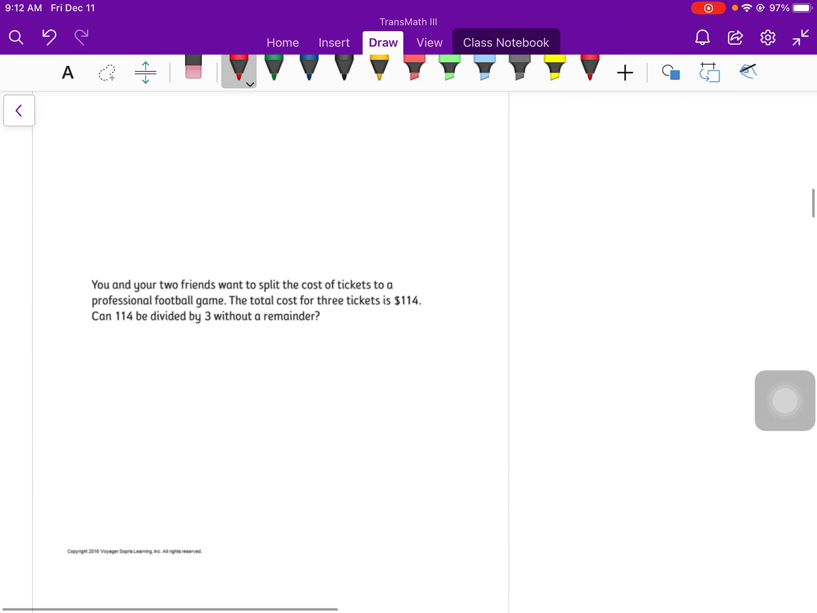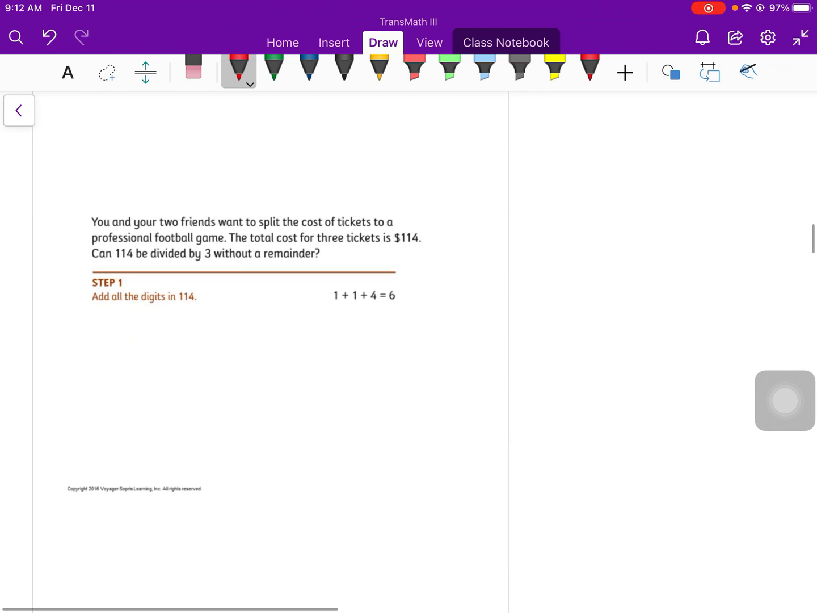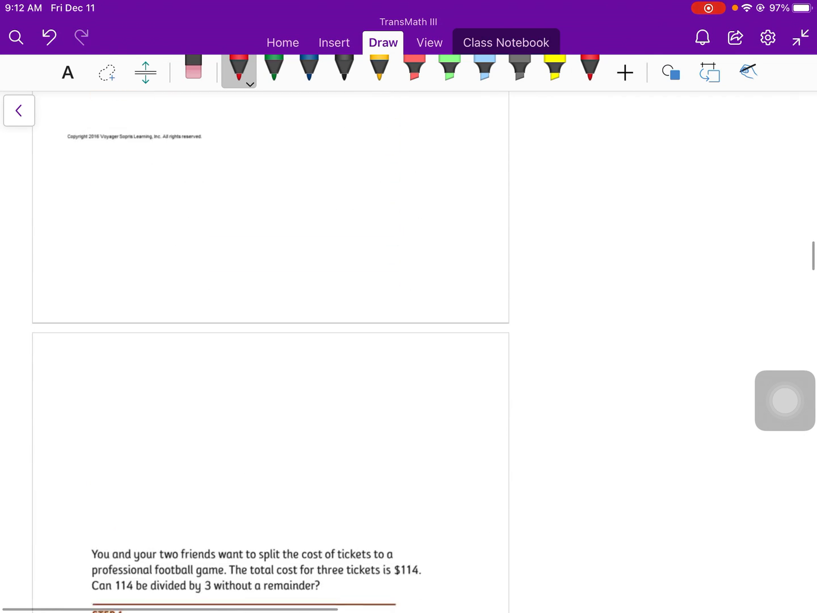So we're going to look at an example. You've got you and 2 friends who want to split the cost of tickets to a football game. The cost of the 3 tickets is $114, and we want to know, can you divide that evenly amongst all 3 people? When we're saying evenly in this case, we want full dollar amounts. So we're going to take 114 and add up the 3 digits, the 1, the 1, and the 4. When we add those up, we get 6, which is a much easier number to divide. And we ask ourselves, can we divide 6 by 3?